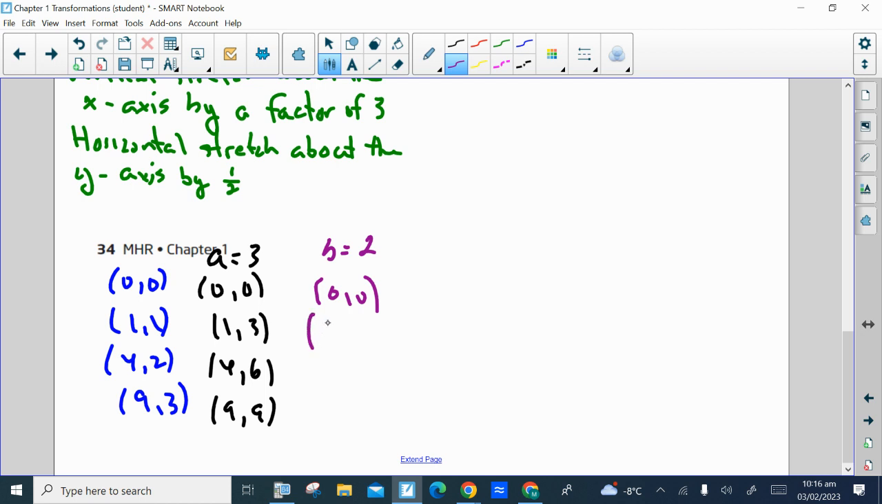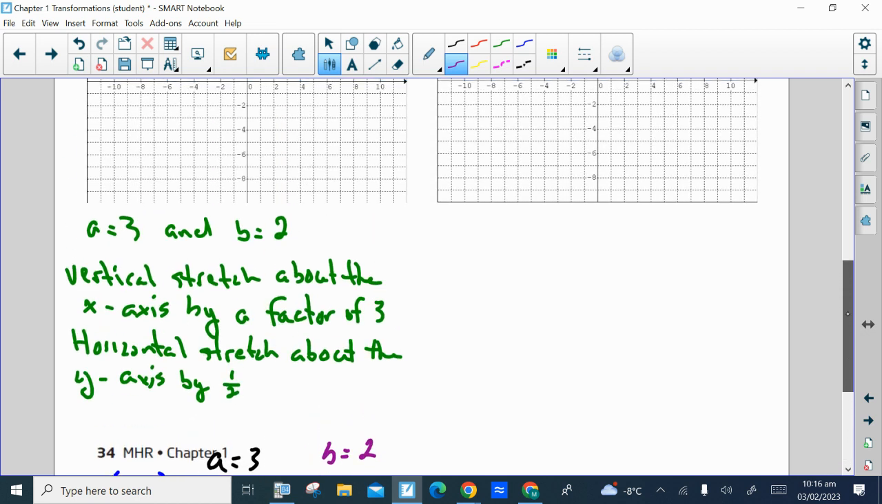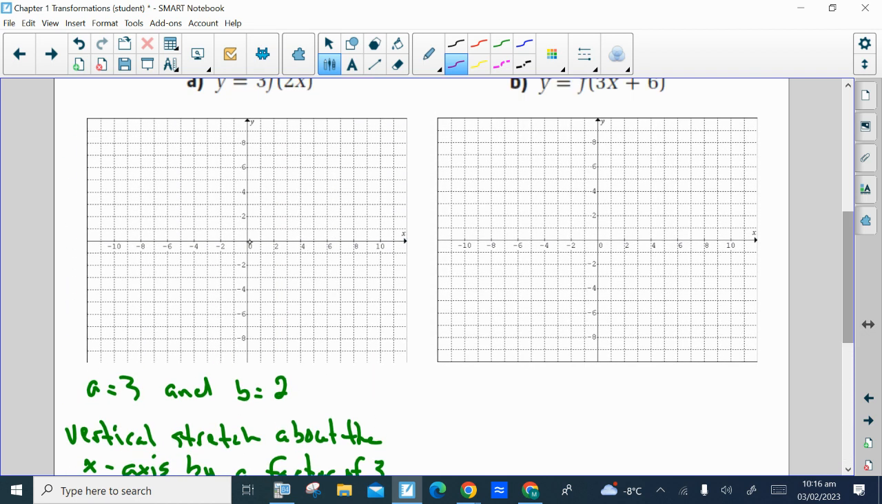But then we're going to have 1 times a half, 4 times a half, and 9 times a half. And there's our new points. Multiplied each x value by a half. So now we can put these new points on there.